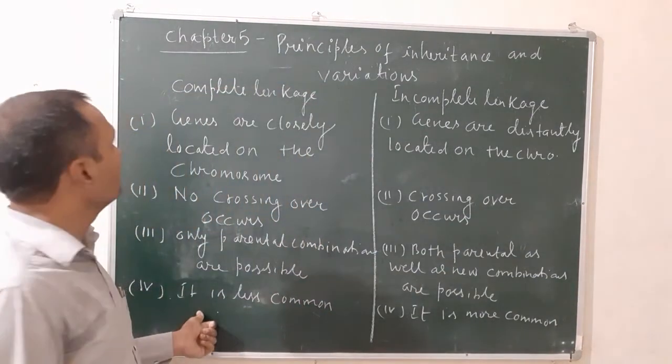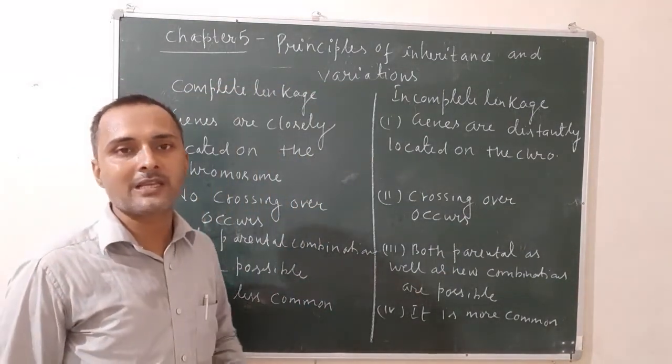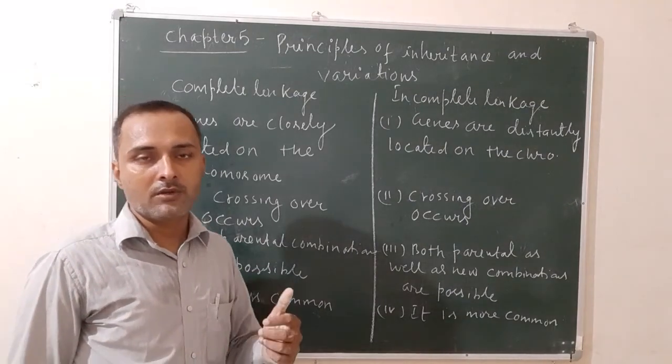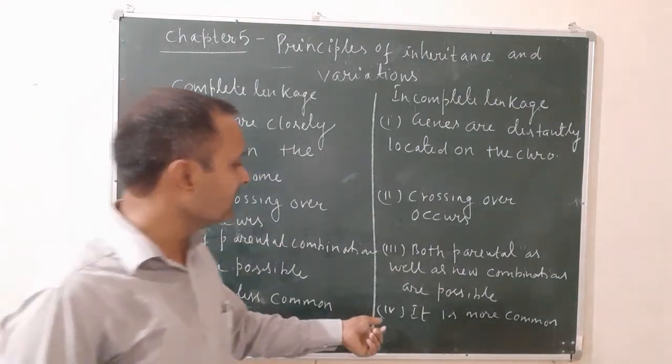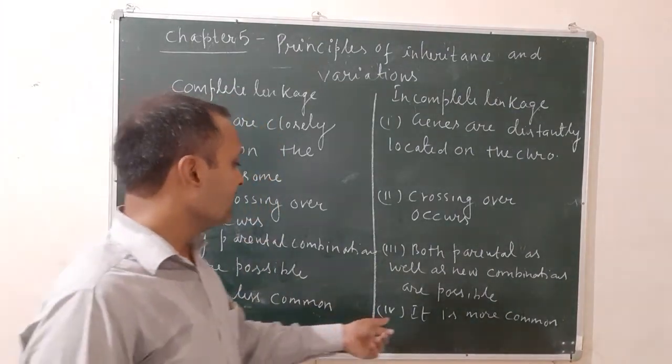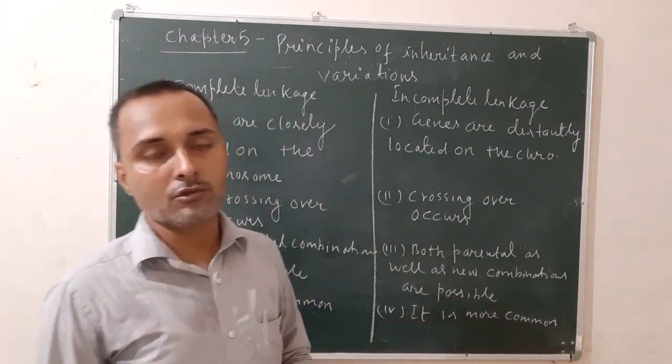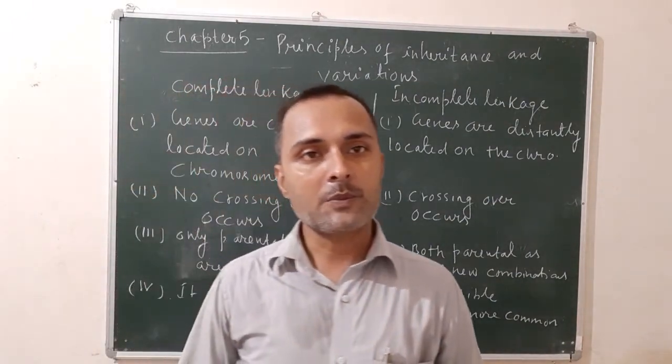And the last one, complete linkage is very less common, like in case of Drosophila, which we will discuss during Mendel's experiments. But in incomplete linkage, it is more common. So this is all about various types of linkage.